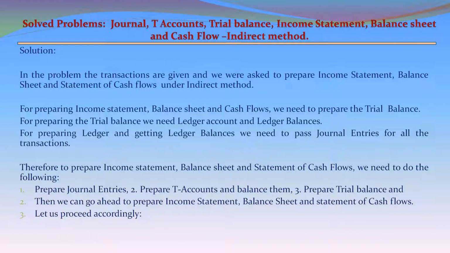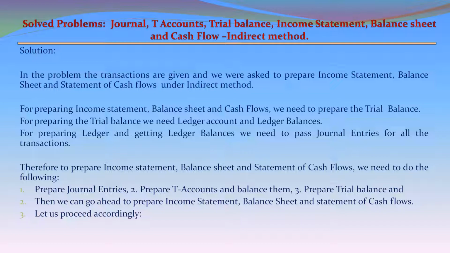Solution. In the problem, the transactions are given and we are asked to prepare the income statement, balance sheet and statement of cash flows under the indirect method. For preparing these, we need to prepare the trial balance. For preparing the trial balance, we need ledger accounts and ledger balances. For preparing the ledger and getting ledger balances, we need to pass journal entries for all the transactions.